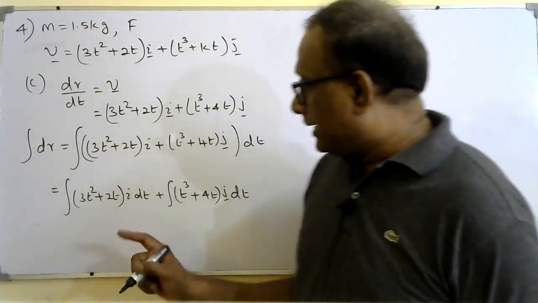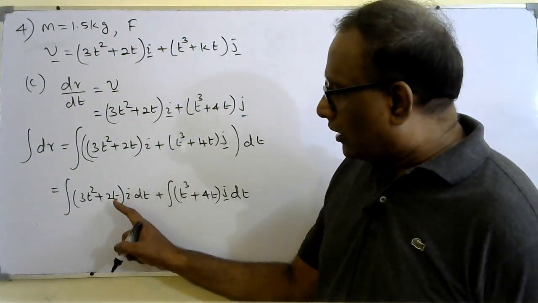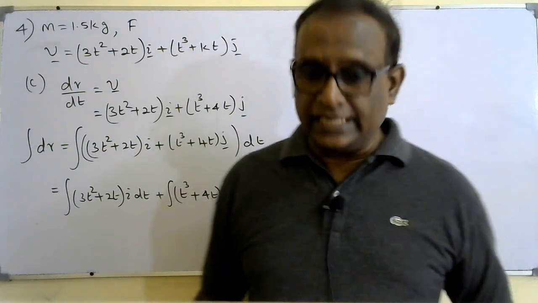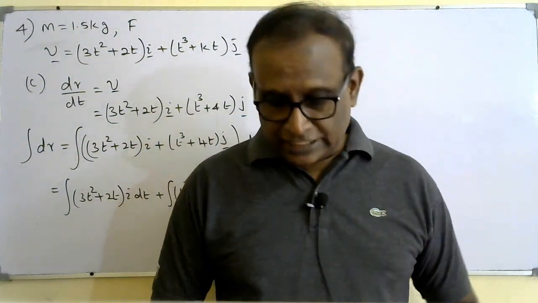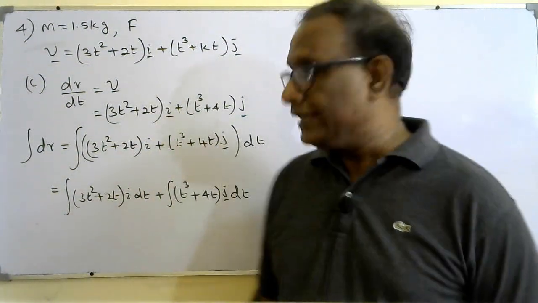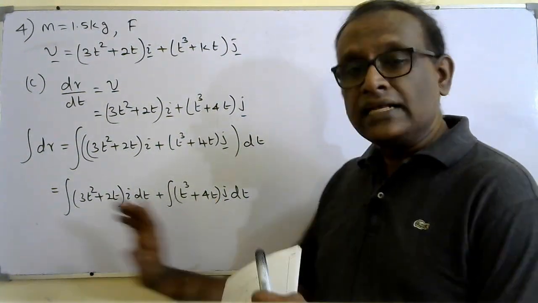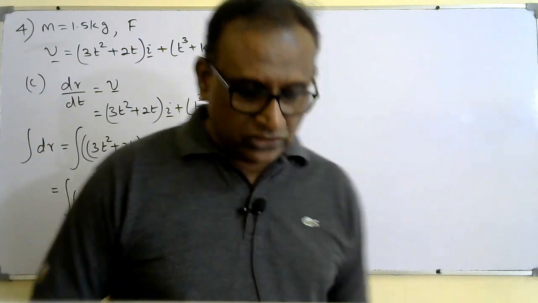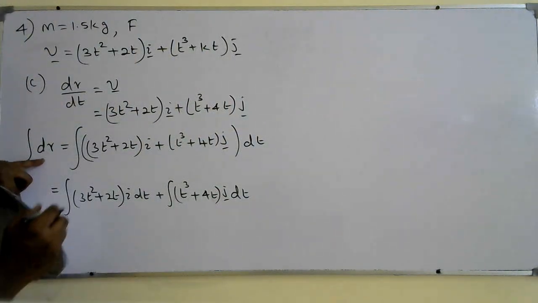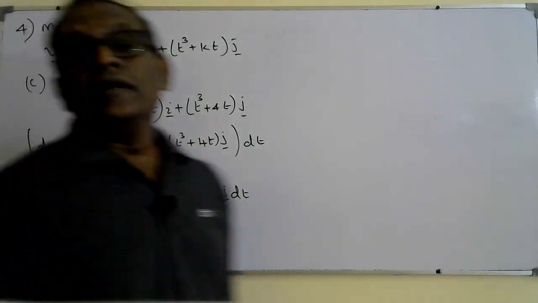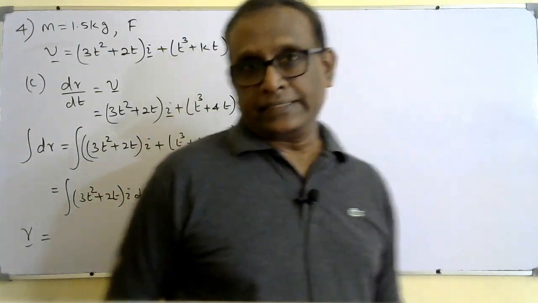When we integrate, there will be a constant. That constant should be substituted for the i vector and the j vector separately, because i and j are independent vectors. They do not depend on each other. So we have to put a separate constant for i and j. Now we'll do the integration. On the left side, the integral of dr is the r vector, the position vector, which is time dependent.